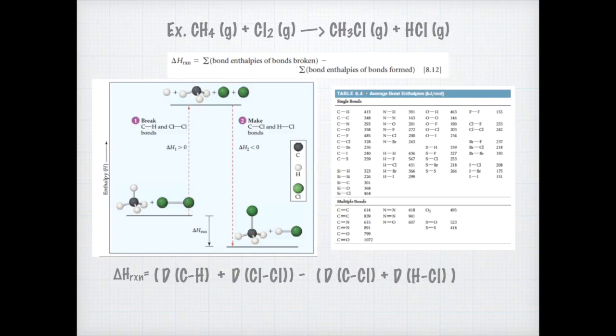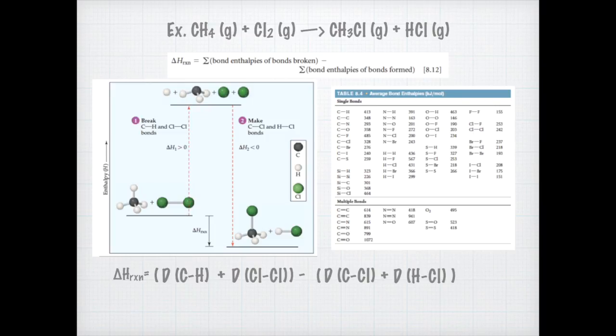So just as a quick review, looking at that diagram really helps, because it shows you that a carbon-hydrogen bond is being broken, a chlorine-chlorine bond is being broken, and then a carbon-chlorine bond is being formed, and a hydrogen-chlorine bond is being formed as well.